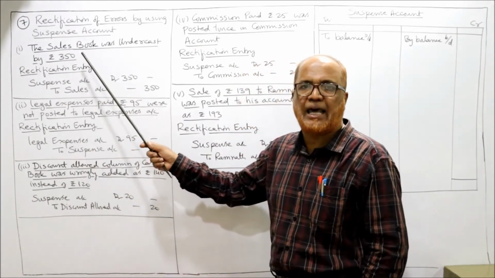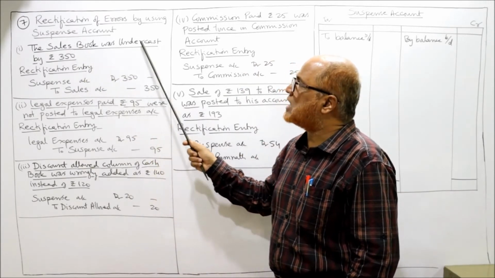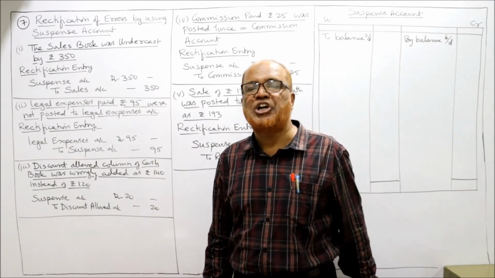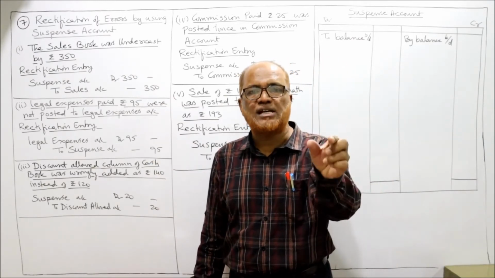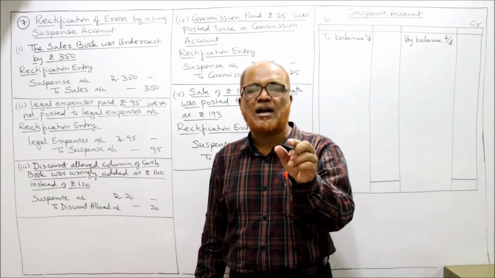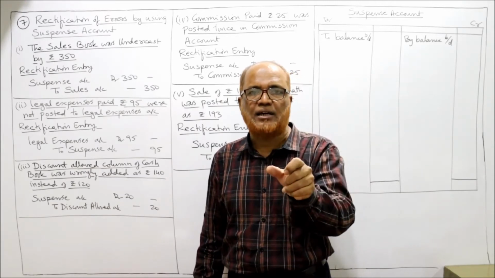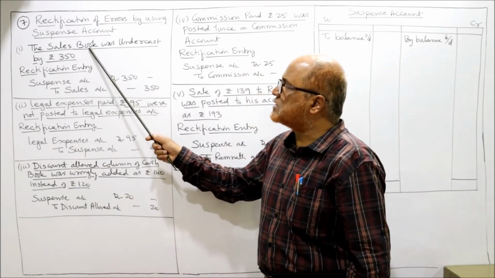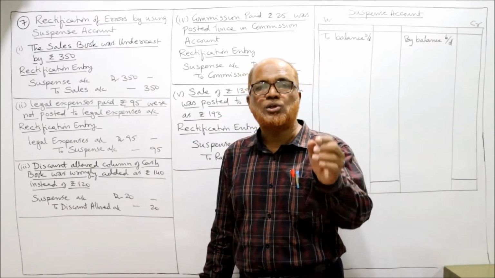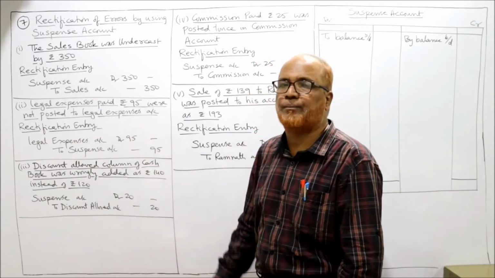Now see, first error. In the problem, the first error given, the sales book was undercast by rupees 350. Sales book is a subsidiary book. The total of sales book will be transferred to sales account, and sales account always shows a credit balance. Sales account will be credited. So here where sales book was undercast, undercast means taken less. So sales account is showing a less balance of 350.